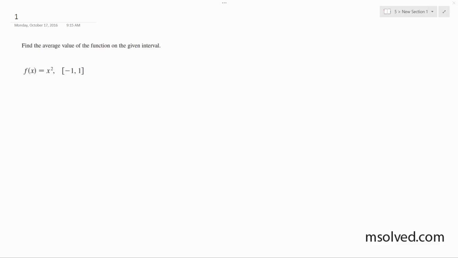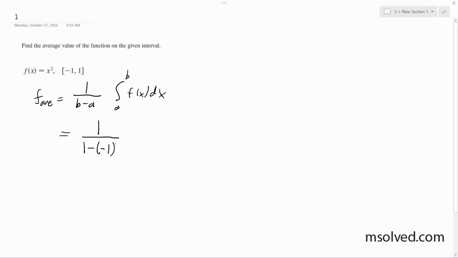All right, so what's going to happen here is we need to find the average value function. So this is set up like this. Average is going to be equal to 1 over b minus a, and we're going from a to b, f of x dx. All right, so we're going from negative 1 to 1, so we're going to have 1 over 1 minus negative 1, from negative 1 to 1, x squared dx.